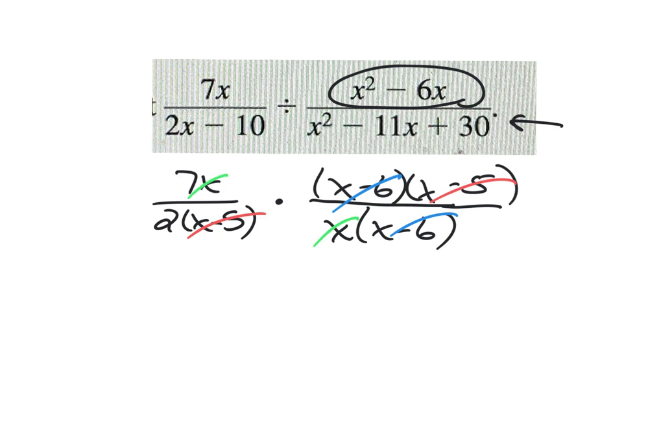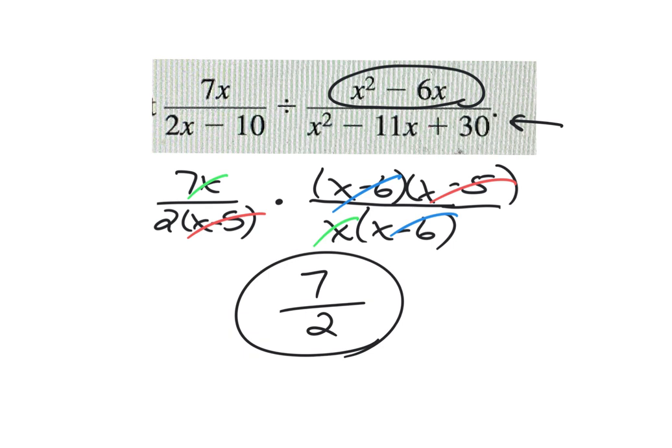Okay, so what does that leave? On my numerator, all that's left is a 7. My denominator, all that's left is a 2. So that big old expression right there, multiplication problem, just came down to 7 halves.